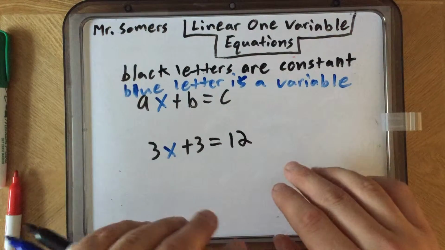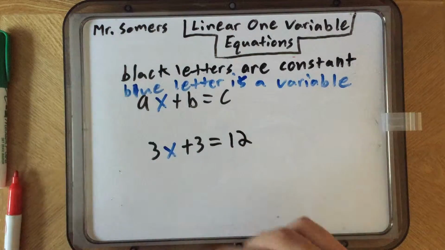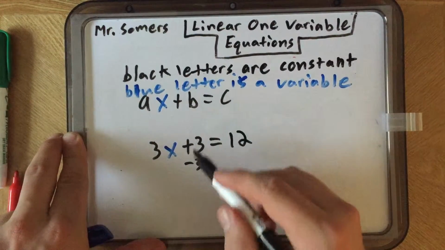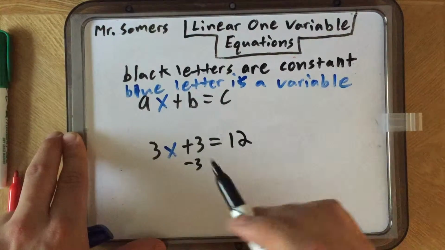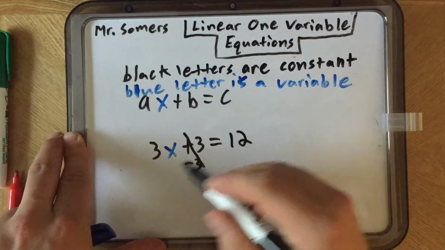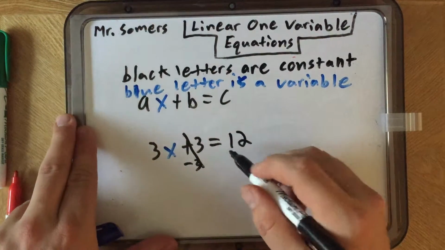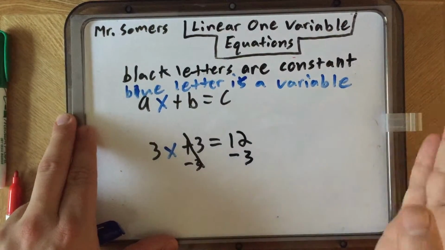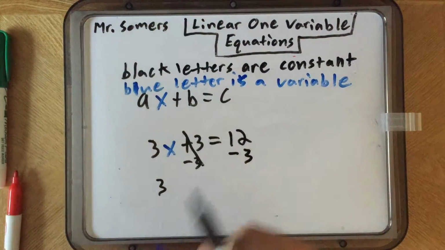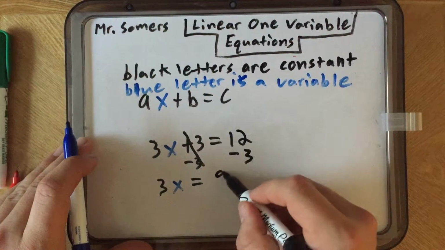On the right side, we have to do the opposite of what we see on the left. So for instance, we have plus 3. We're going to subtract 3 to get rid of it, because we're trying to get x by itself. Boom, the 3 goes off the left side. Since we subtracted 3, we have to keep the equation balanced, so we subtract 3 from the right side. Now we have 3x is equal to 12 minus 3, which is 9.